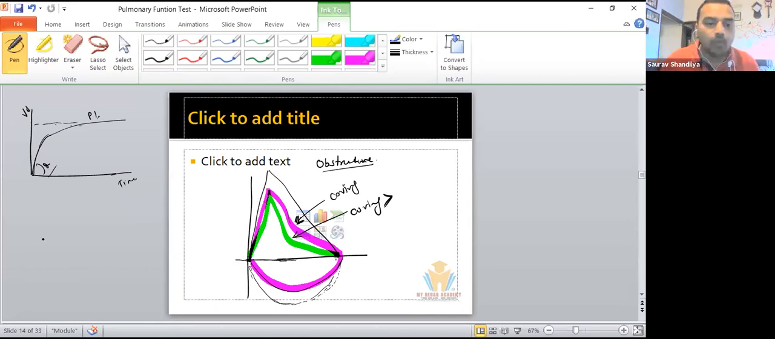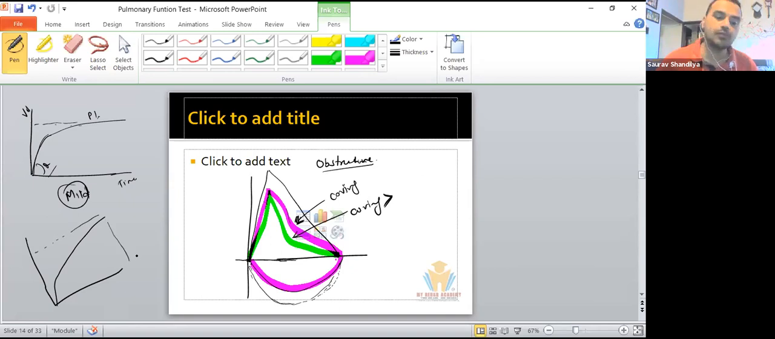But if there is more obstruction, it is a mild obstruction. Okay. Let me catch up your site with more obstruction. How does it work? If there is more obstruction, how will it work? It will go like this, and it will take a long time to attain the plateau. Long time to attain the plateau.